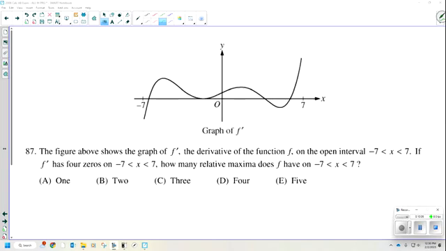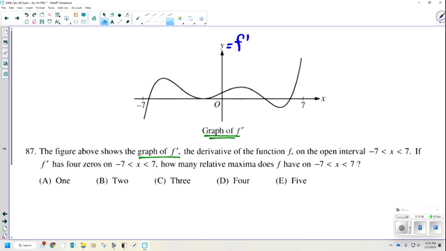Number 87. The figure above, the graph of f prime, the derivative of the function of f, on the open interval from -7 to 7. First of all, as soon as I see this, yeah, I get it that it's here. But I always say, okay, y equals f prime.